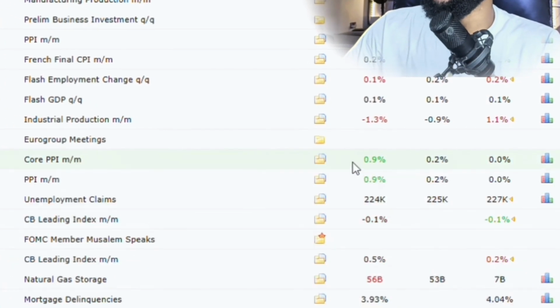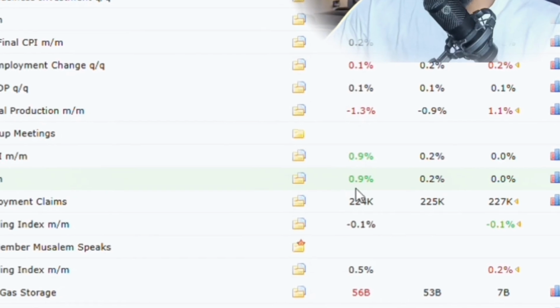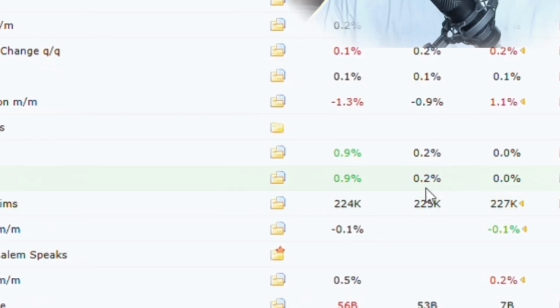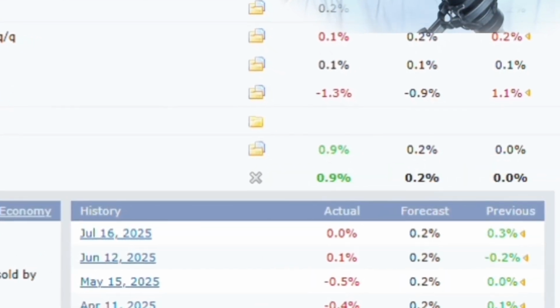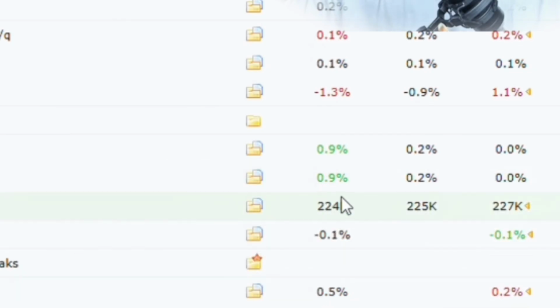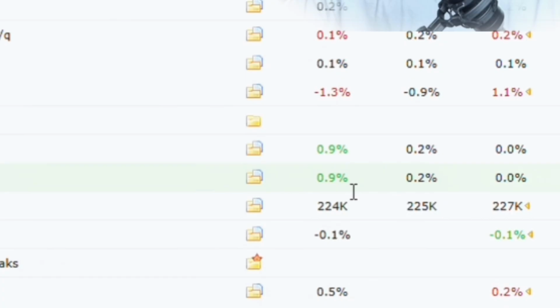Now, this is where you have to look at the actual. The actual that was released here is 0.9%, while traders' anticipation is just 0.2%. In other words, the actual here is greater than the forecast, which is good for the currency. It's not less, because if it is less, you will see this color showing as red, which is negative, just like you are seeing on the history here, red showing negative. But since it shows green, it means that it is greater than the forecast. That's why you are seeing green.